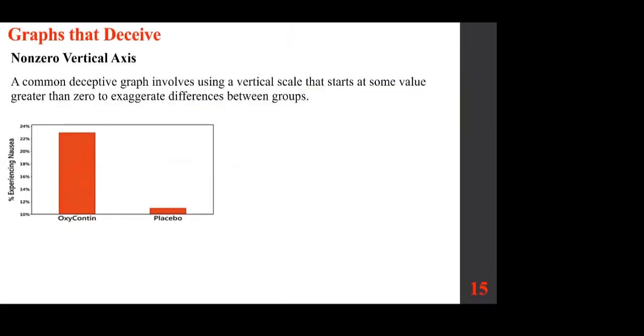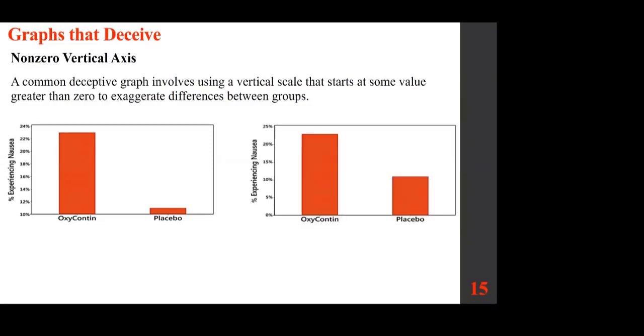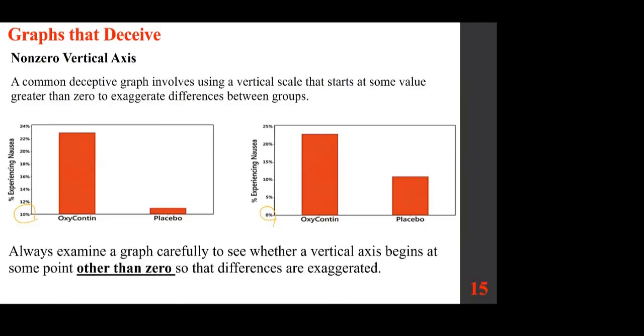All right. So if you have a non-zero vertical axis, that is one that is really not a good idea. Take a look at what happens when we use the proper axis. Take a look at the change, 10%, which is wrong versus 0%. When you look at the 10%, it appears that the placebo has basically no effect. So it is extremely important to be careful with. So always examine a graph carefully to see whether a vertical axis begins at some point other than 0.